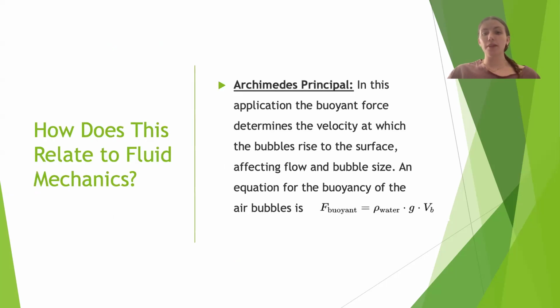Okay, so next we looked at how this relates to fluid mechanics. First, we looked at the Archimedes principle, and this states that an object submerged in a fluid experiences an upward buoyant force equal to the weight of the displaced fluid. In this case, the buoyant force determines the velocity at which the bubbles rise to the surface, which affects both the flow and the size of the bubbles. And an equation to look at the buoyant force would be the force equals the density of the water times gravity times the volume of the bubble.